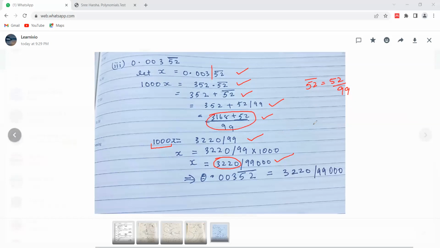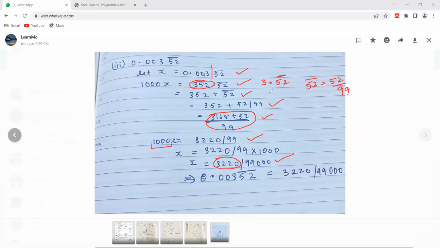Oh, ma'am, I have a doubt. Shouldn't 1000x be equal to 3.52 bar? Yeah, oh, sorry. See, Zainab, here you have written wrong, right? Yes, only 3 will come here, not 352. Yeah, sorry, I just ignored it. So it will be 3.52 bar.